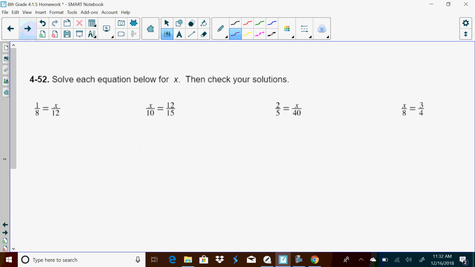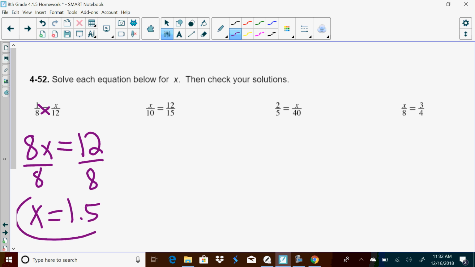Problem 52, solve each equation below for x, then check your solutions. So one of the things that you need to make sure to do is show some work on these. You can use a giant 1, you can use cross multiplication, it's lots of different ways to do it. I cross multiplied, so I got 8x equals 12, and then divided by 8. So x equals 1.5. I did not give you credit unless you wrote the answer underneath it. Like a lot of people tried to scribble out the x.